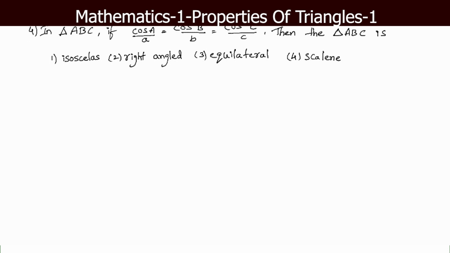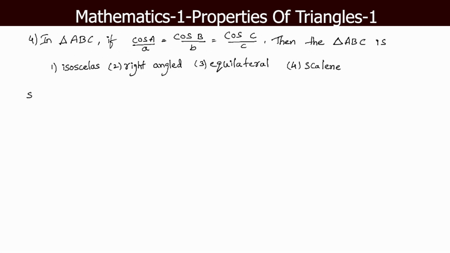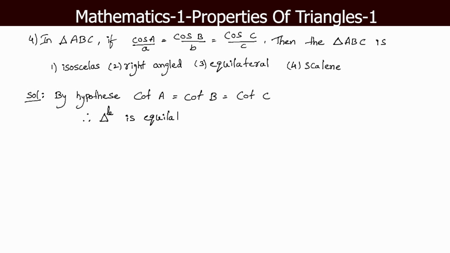Now you know that a is equal to 2R sin A, b is equal to 2R sin B, c is equal to 2R sin C. So from the hypothesis you will get cos A by sin A is equal to cos B by sin B is equal to cos C by sin C. That means cot A is equal to cot B is equal to cot C. So in a triangle, cot A is equal to cot B is equal to cot C means it's an equilateral triangle, because A is equal to B is equal to C. So the correct option is 3.